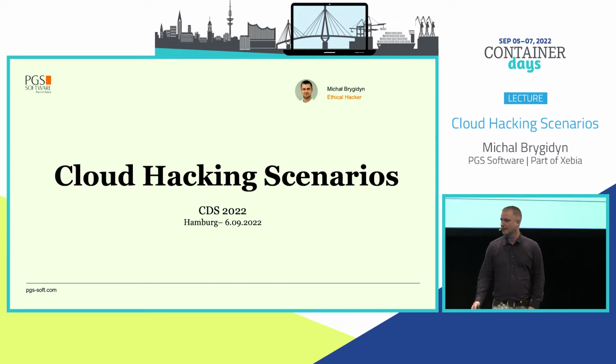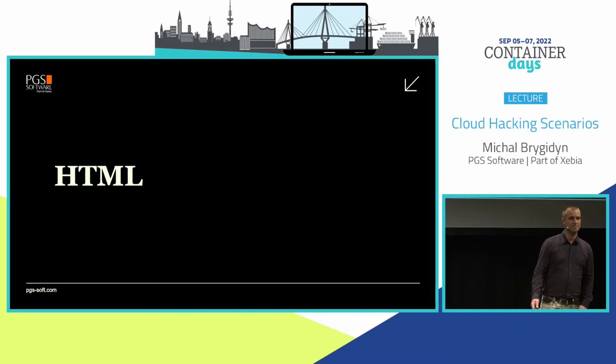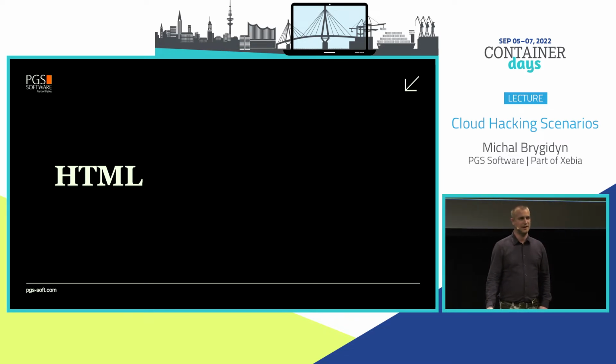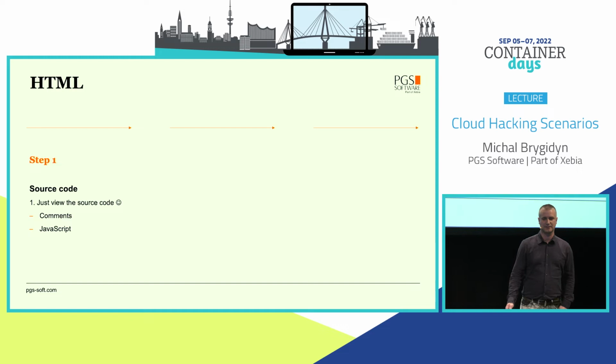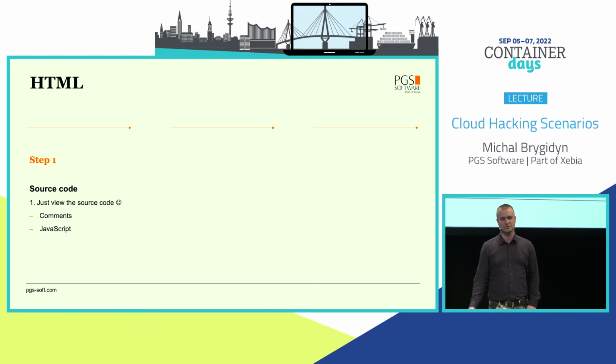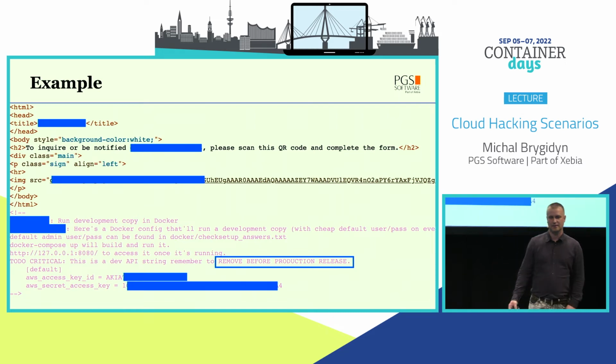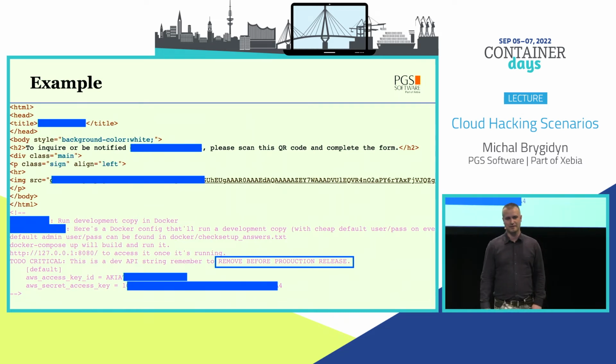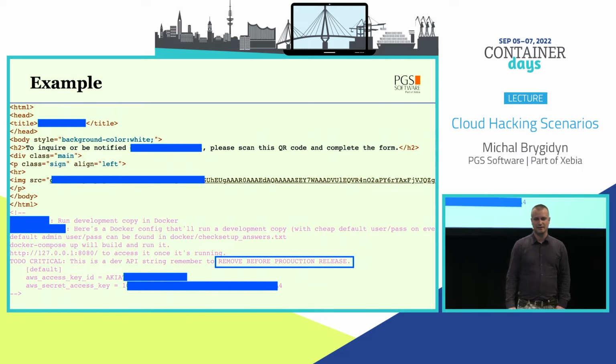Nice, okay. Let's start with something simple, HTML. It's really that simple to hack into AWS because we just need to view the source code and look for comments or JavaScript. It looks like that. We have an HTML file, and someone left a comment there. Hey, this is Docker config, blah, blah, blah.